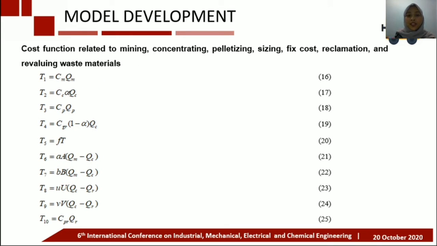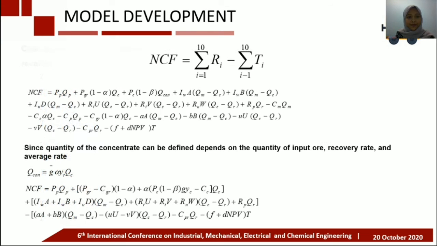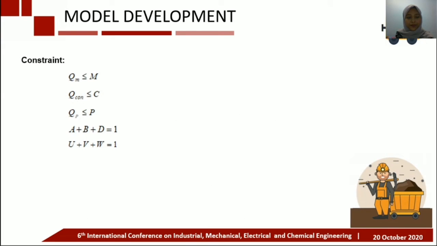The model also consists of the cost function related to mining, concentrating, pelletizing, sizing, fixed cost, reclamation, and revaluing waste materials. This is the formula of the net cash flow equation based on the revenue and the relevant costs. The constraints of this model are the capacity of each process and the coefficient of the waste, such as the material mined or KM, which must be lower than the mining capacity of M.